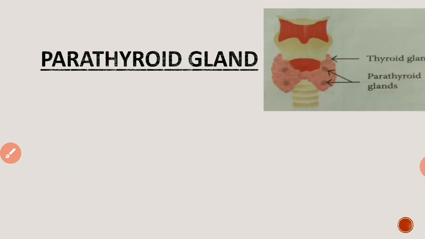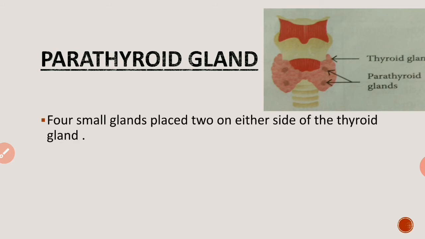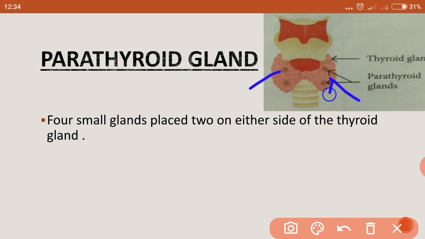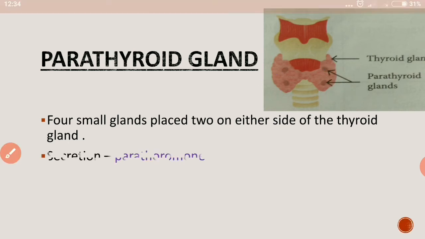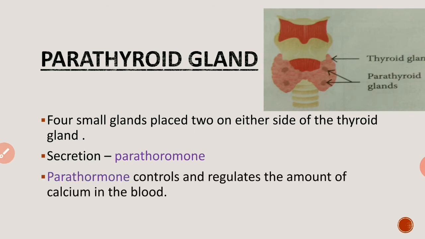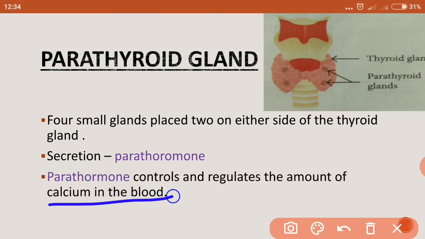Next is the parathyroid gland. The parathyroid gland is present as four small glands on either side of the thyroid gland. This you can see, four glands. These are the parathyroid glands. The secretion of the parathyroid gland is called parathormone. What is the function of parathormone? Its function is to regulate the amount of calcium in the blood. It works together with the thyroid gland and maintains the level of calcium in the blood.